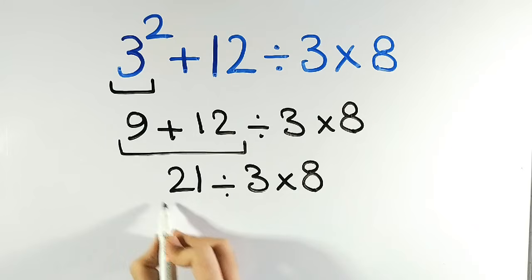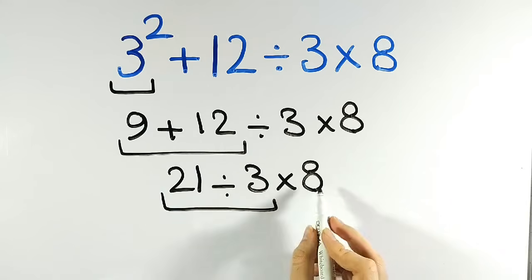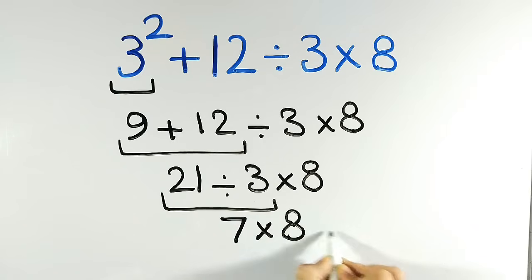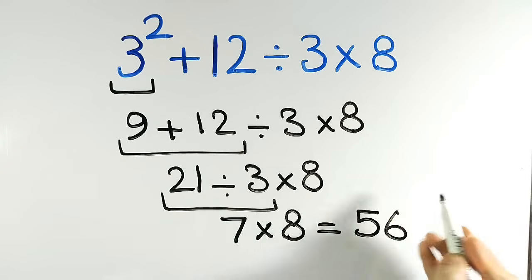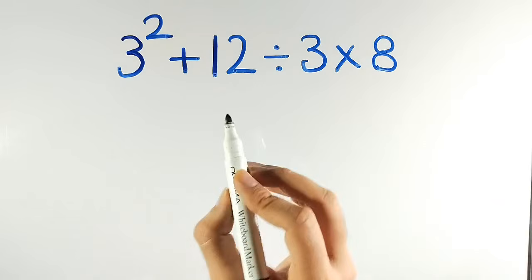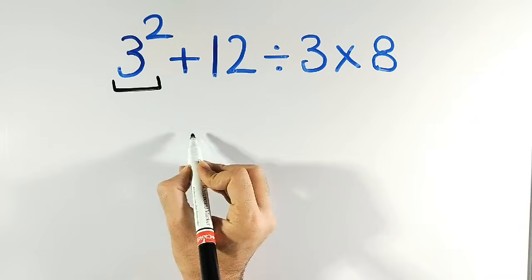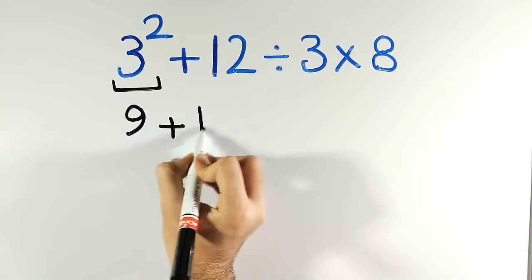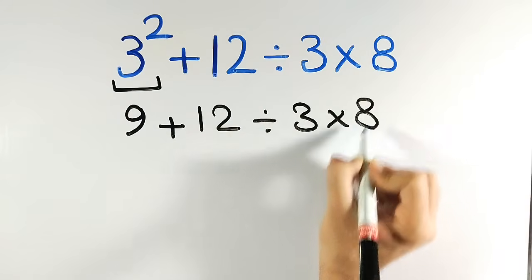And the final step, they go for the division between 21 and 3. And instead of this expression, they write 7 multiplied by 8, which finally gives them the answer 56. However, it's not the correct answer to this question. Also, some other people when solving this question again go straight to the exponent, and instead of this expression, they write 9 plus 12 divided by 3 multiplied by 8.